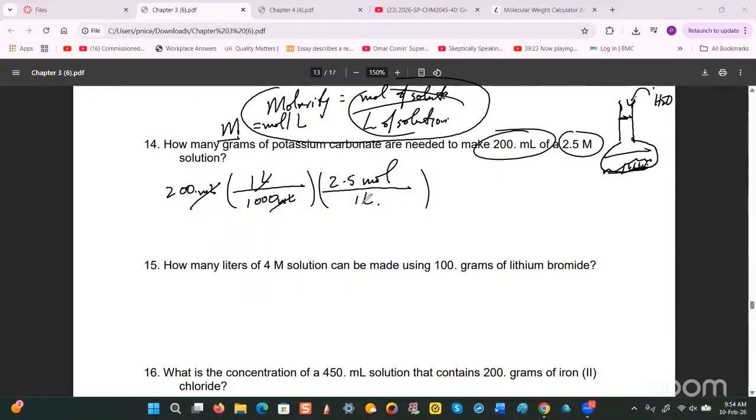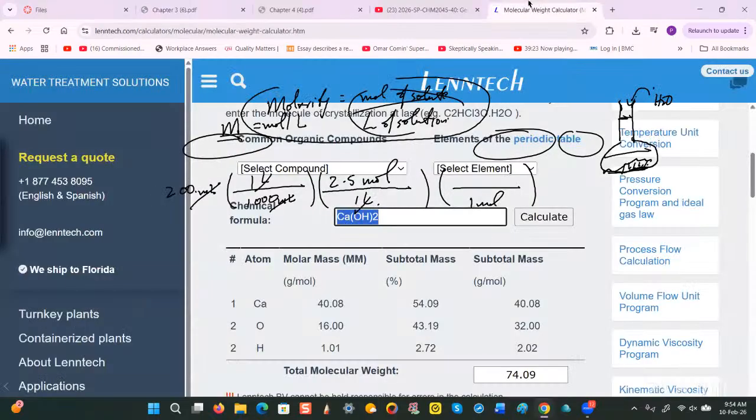So the liter units will cancel out. But remember now, the question is asking how many grams, right? Which means that I would multiply this by the molar mass of potassium carbonate. So up here, I'm going to need the molar mass of potassium carbonate. So K2CO3, 138.121.